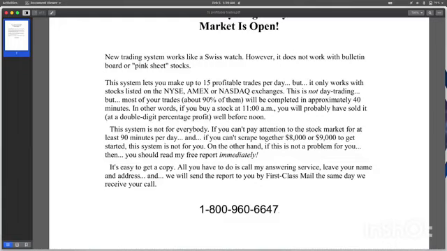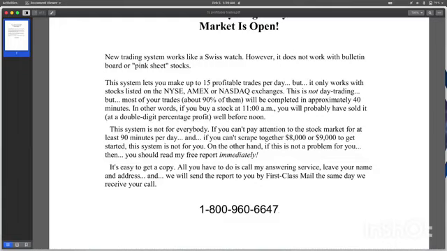And here he comes to tell you that this system is not for everybody. So let's see the criteria that he used to qualify the people that are going to benefit from this particular trading. If you can't pay attention to the stock market for at least 90 minutes per day, and if you can't scrape together $8,000 or $9,000 to get started, this system is not for you.